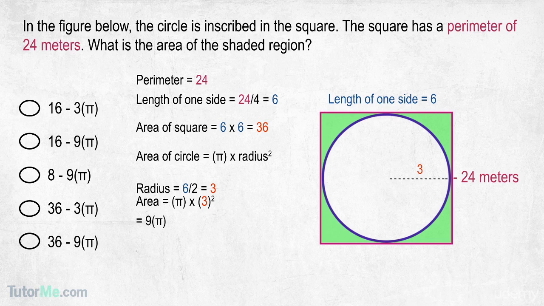Take a quick look at the answer choices, and you'll see that they all have pi with a coefficient. So there's no need to simplify this further. So let's take the area of the square, 36, and subtract the area of the circle, 9 pi. This is our answer, 36 minus 9 pi.